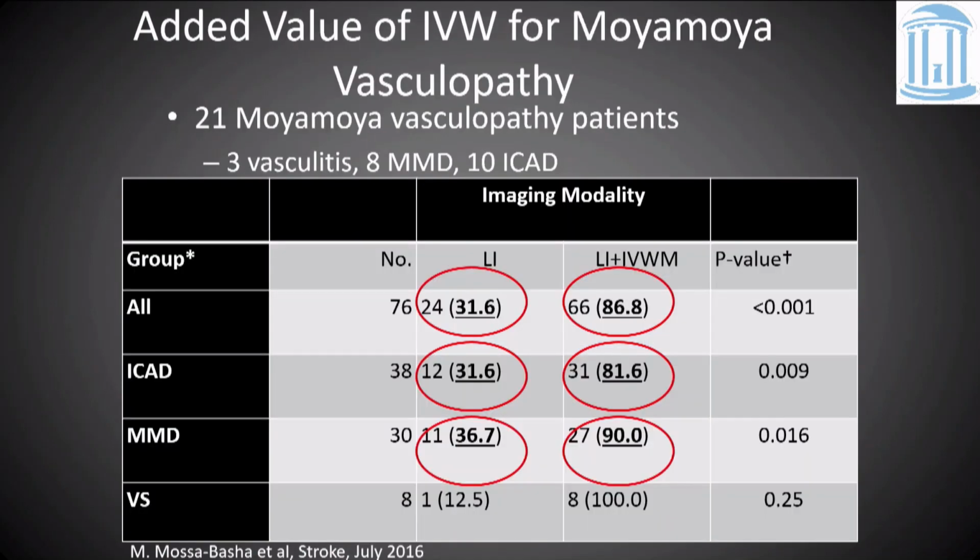And we did a similar study with moyamoya vasculopathies, and again, we found significant improvements in diagnostic accuracy when vessel wall imaging was included, from about 30% to close to 90% with vessel wall imaging.